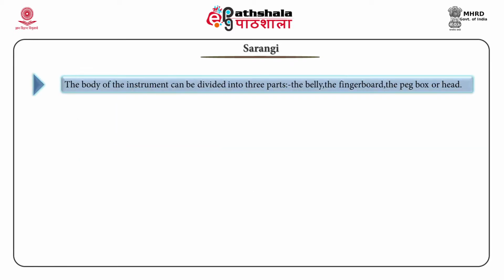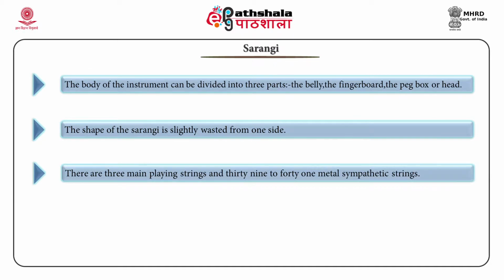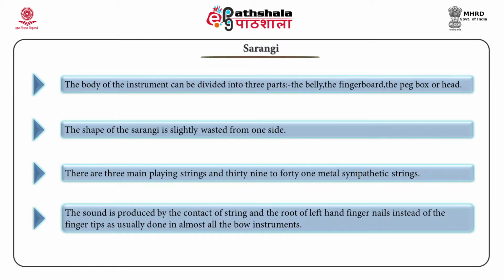The body of the instrument can be divided into three parts: the belly, the fingerboard, and the peg box or head. The shape of the sarangi is slightly curved from one side. There are three main playing strings and 39 to 41 metal sympathetic strings. The sound is produced by the contact of the string and the root of the left hand fingernails instead of the fingertips, as usually done in almost all bowed instruments.